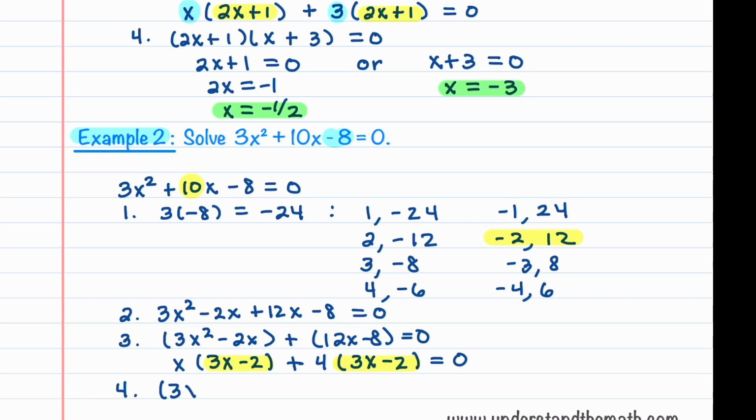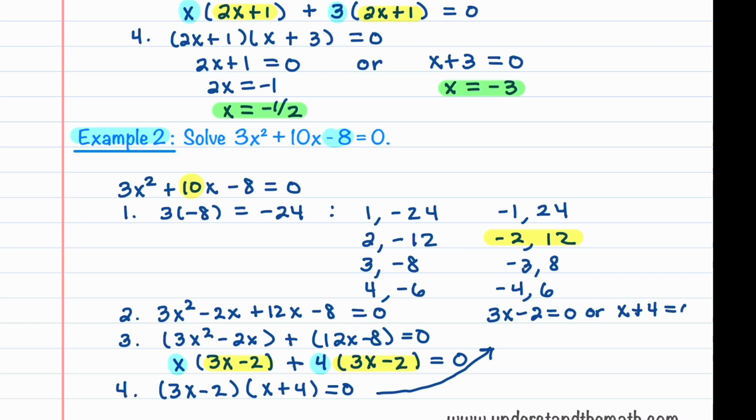Let's factor out 3x minus 2. And then what we have left is we have an x and a 4. So let's write this as x plus 4 is equal to 0. And we're running out of room here, so let's head up over to this blank space. We're going to have two equations to solve. The first equation is 3x minus 2 is equal to 0, or we have x plus 4 is equal to 0. Let's solve the equation on the left first.